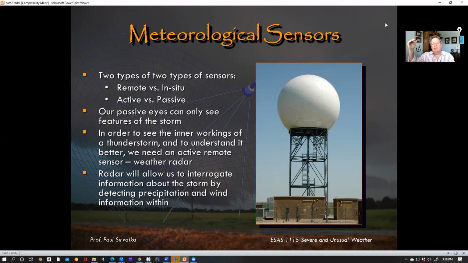So we're going to use remote sensors, and we're going to use a lot of stuff in this class using our eyes. So visual clues. We've already talked about rock hard texture, or glaciated, or looking for the overshooting top, or the strength of the back sheared anvil. Lots of things we can look at are visual clues. But the best way is to really get inside the storm, and that's to use radar. So we say it here on this last bullet point, radar lets us interrogate information. It detects precipitation, and then Doppler radar allows us to see which way that air is moving within the storm.